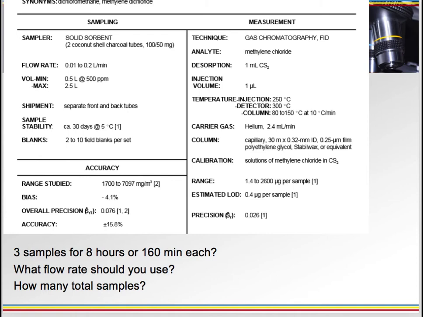So what should our flow rate be, and what is the complete number of samples that we would need to be able to ensure accuracy? So we definitely would need our 3 samples that we're going to collect, plus 2 more, making it 5. And so now let's do a little bit of math to solve for what our flow rate would be. So our flow rate is set between 0.01 and 0.2 liters per minute. And our minimum sample volume is 0.5 liters, and our maximum sample volume is 2.5 liters. And so the question is, what flow rate should we use?